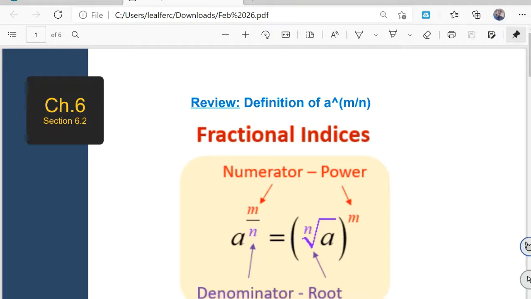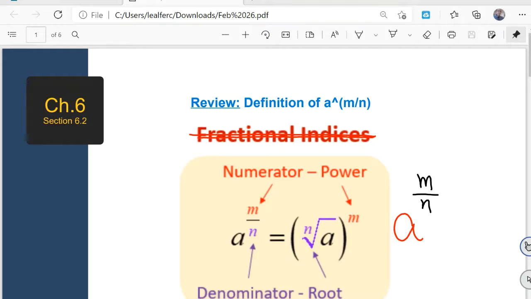Of yesterday, and I don't like this name here, fractional, no. We worked yesterday with rational exponents. The concept, the definition of a exponent m over n. Okay, this is what we worked yesterday.